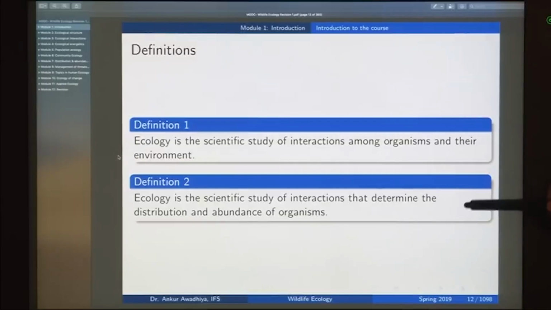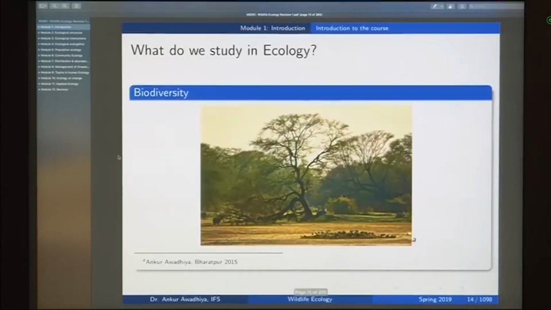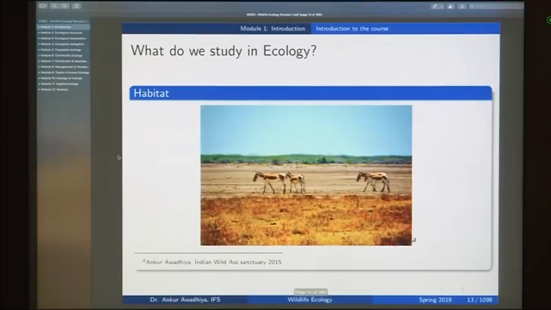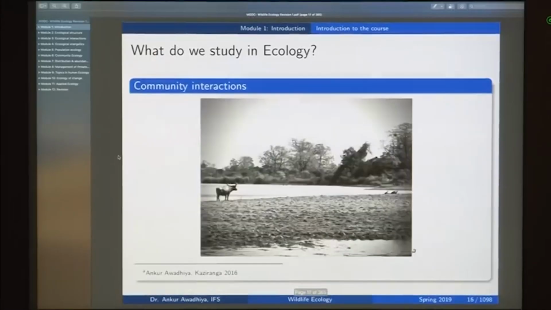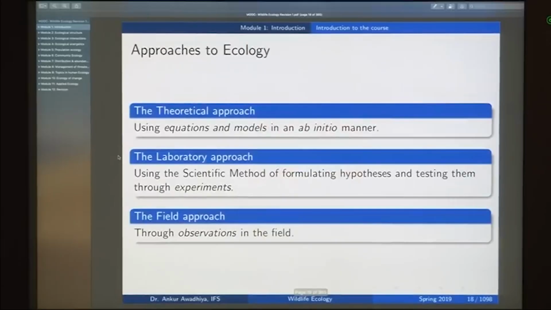In the second case, this definition has more to do with biogeography, which is asking where different organisms are and why they are where they are. Then we looked at what all we study in ecology. So we have habitat, biodiversity, population level interactions, community level interactions, impacts of different changes, and there are 3 different approaches to ecology. The theoretical approach, which utilizes equations and models. So we have looked at different equations and models throughout this course.